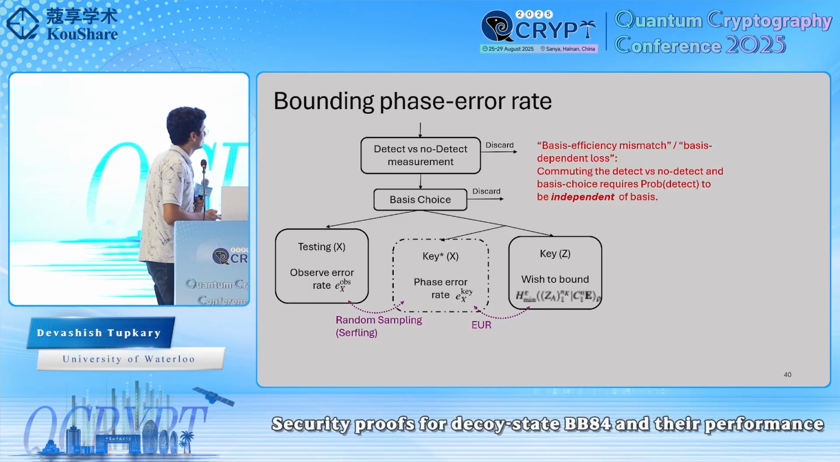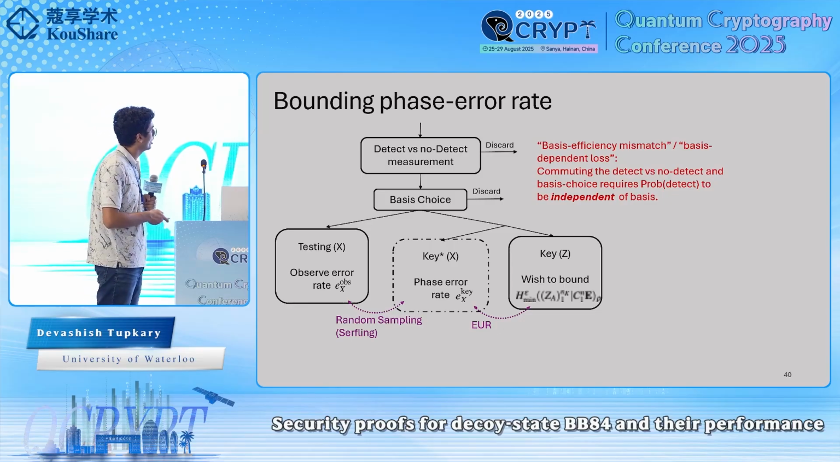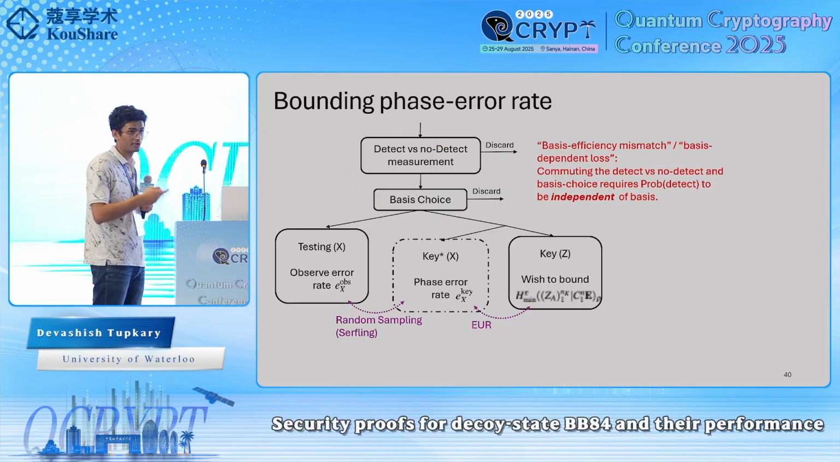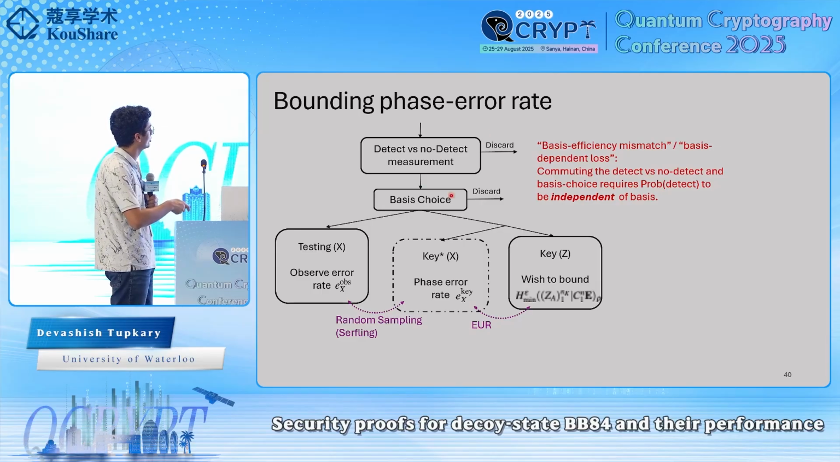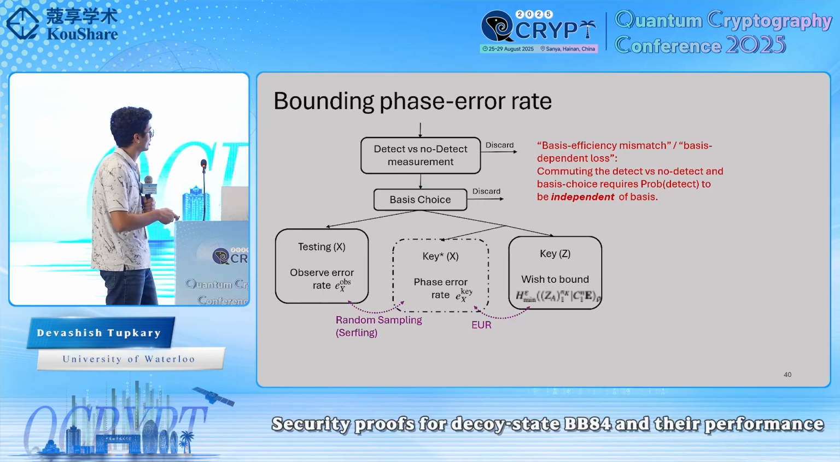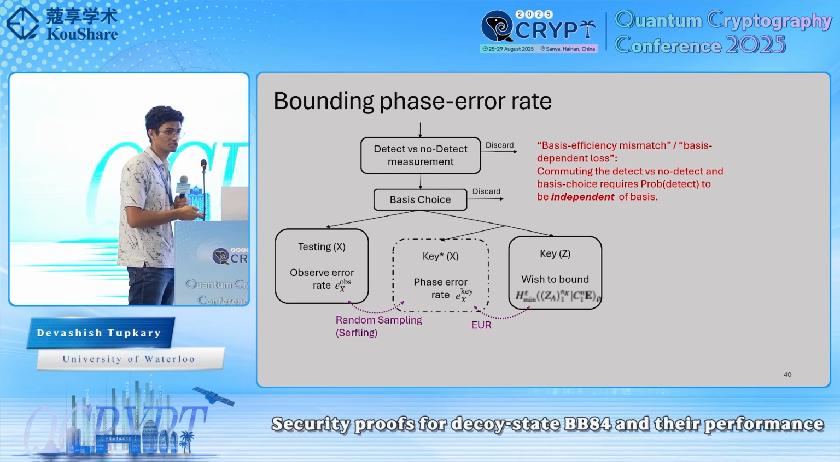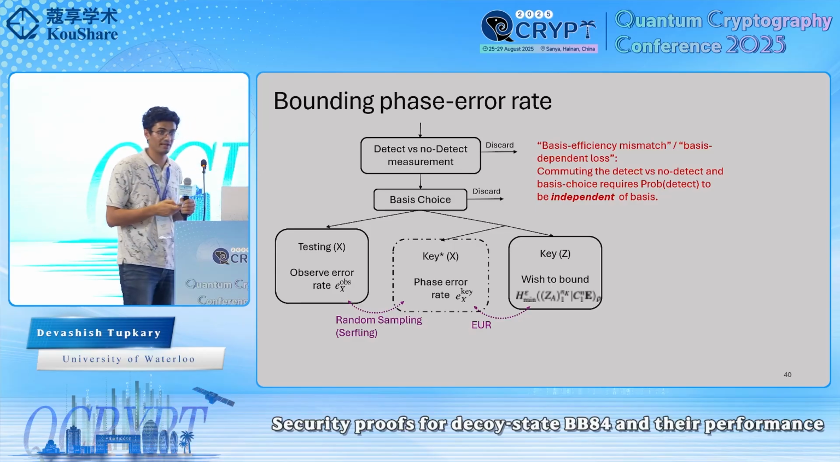Okay, so I cheated a little bit when I drew this diagram. In reality, Bob does basis choice first and then decides whether he's going to get a detection or not, right? So this kind of commuting of these two steps is not always true, and it requires strong assumptions on the detection setup, which goes by the name of basis efficiency mismatch.